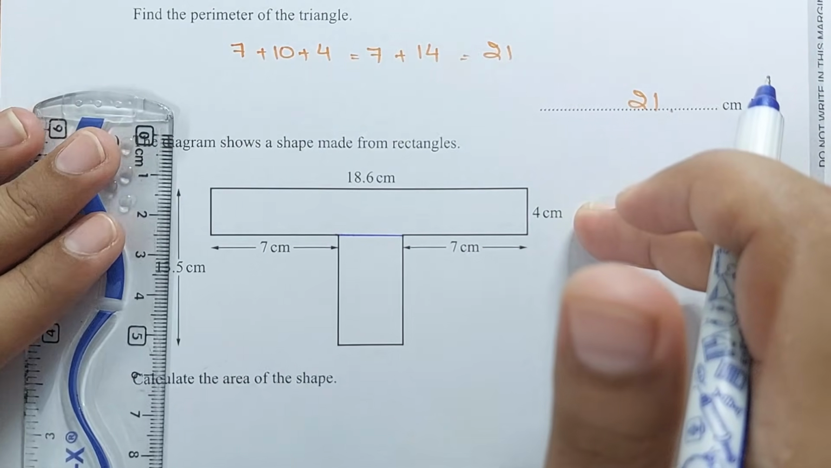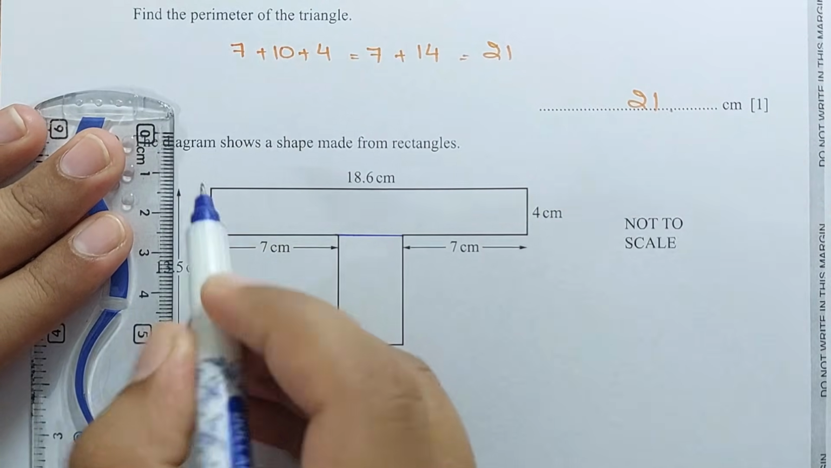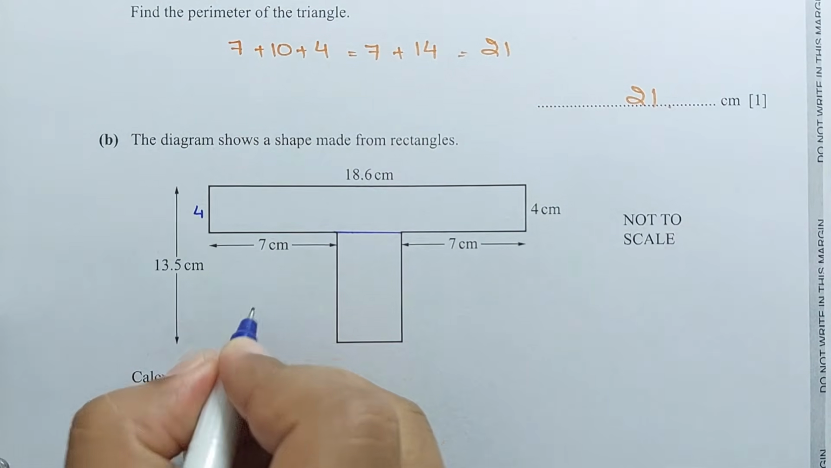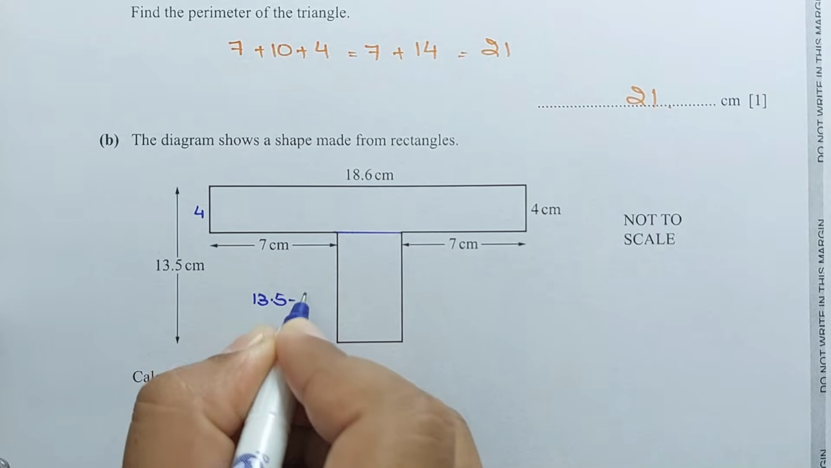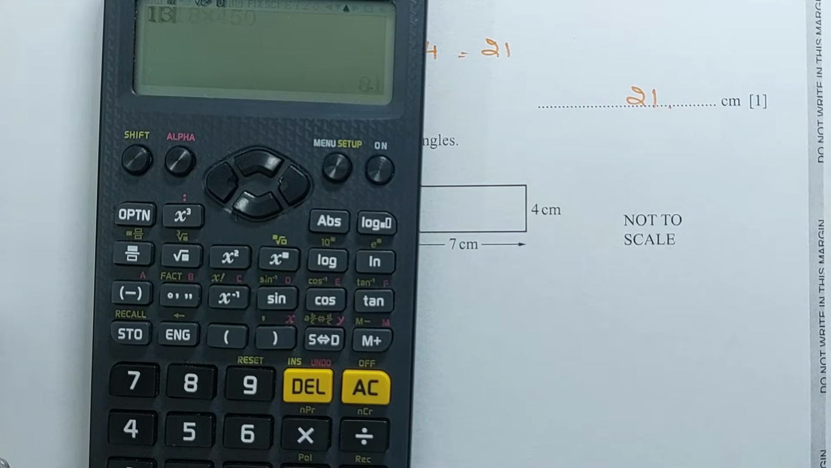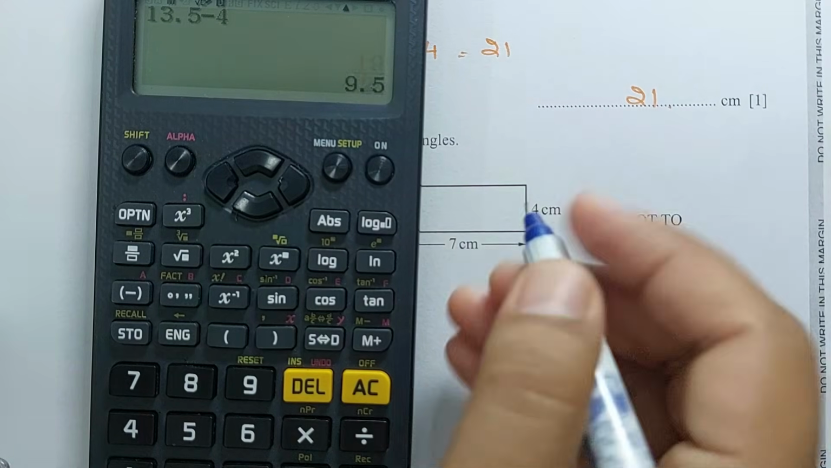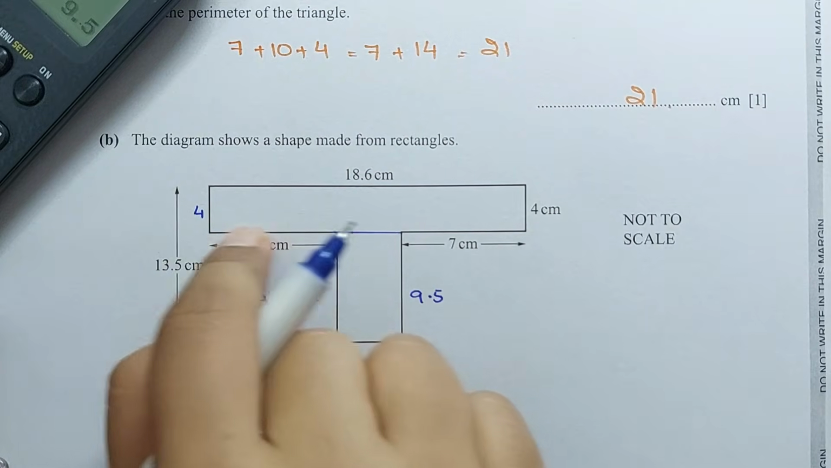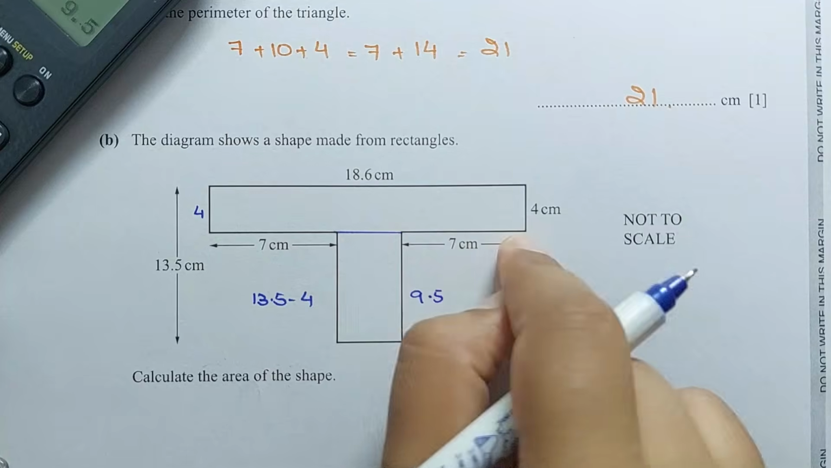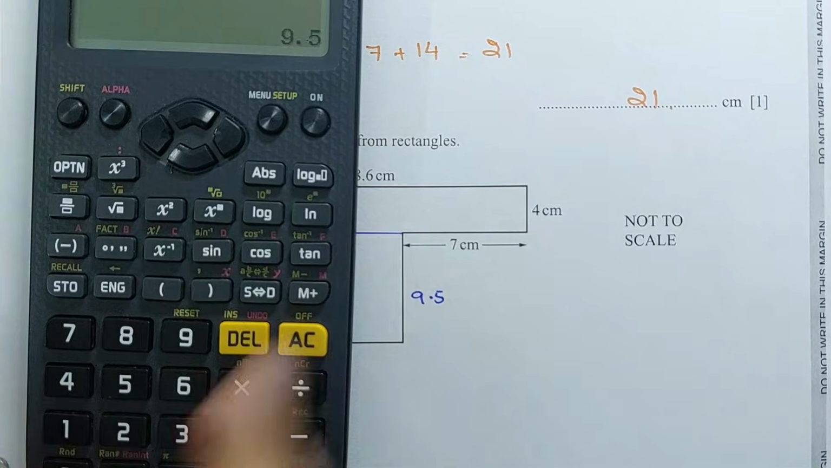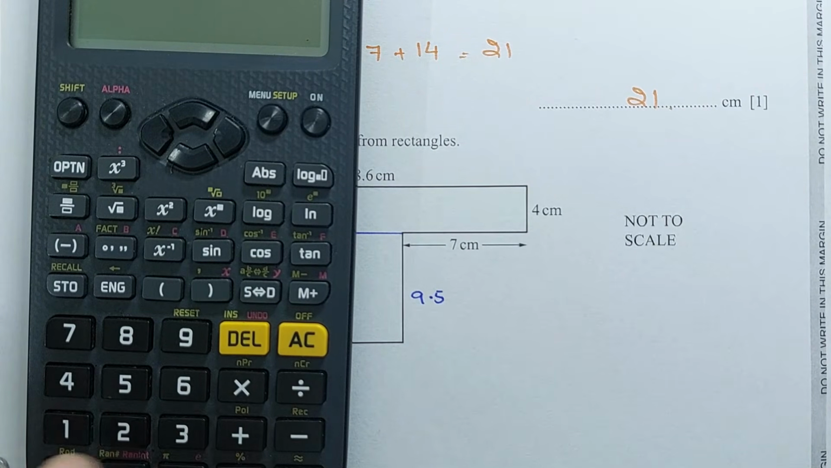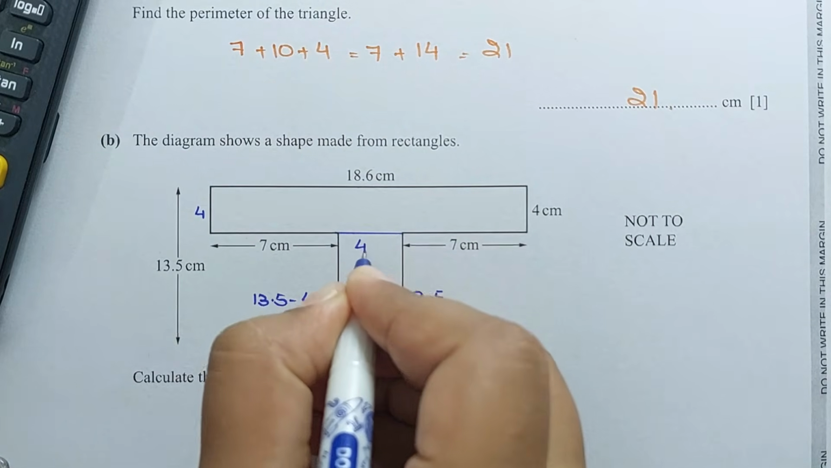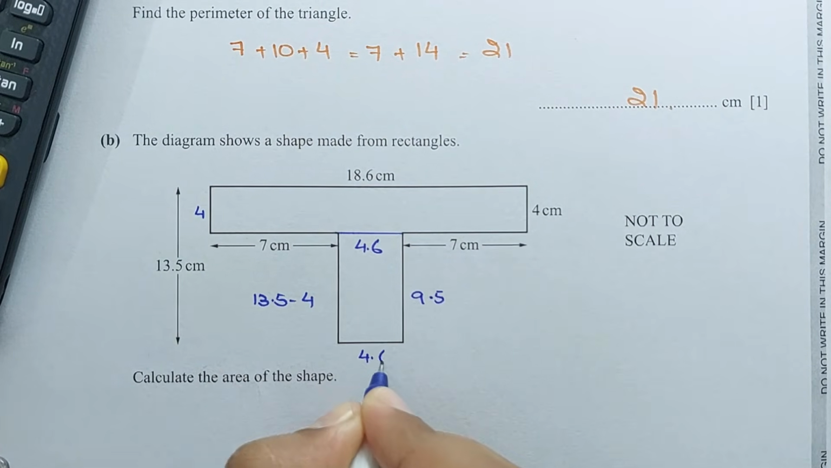Now for this, what is that length and this length? Okay, so if the whole length is 13.5, this length is 4. What is that length? Okay, this length is 13.5 take away 4. 13.5 subtract 4, the length is 9.5. If this whole length is 18.6, this is 7, this is 7, what is that? This is 18.6 subtract 7, subtract 7, which is 4.6. This length is 4.6, this length is 4.6.